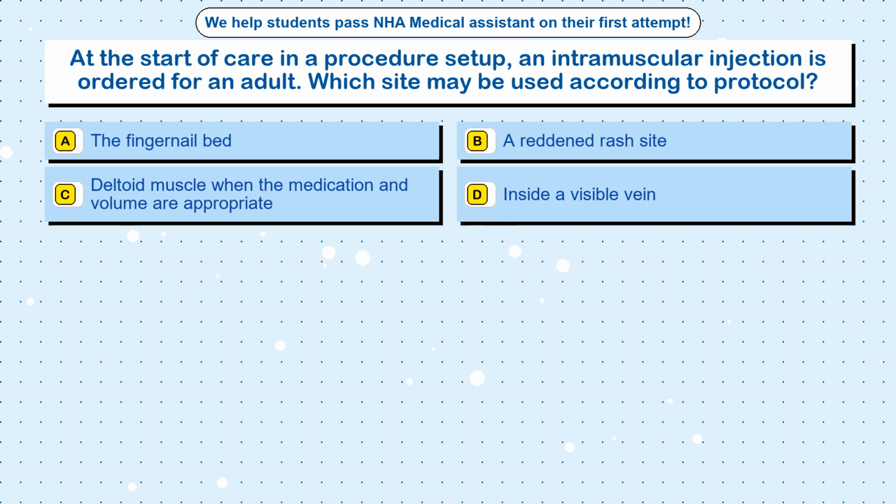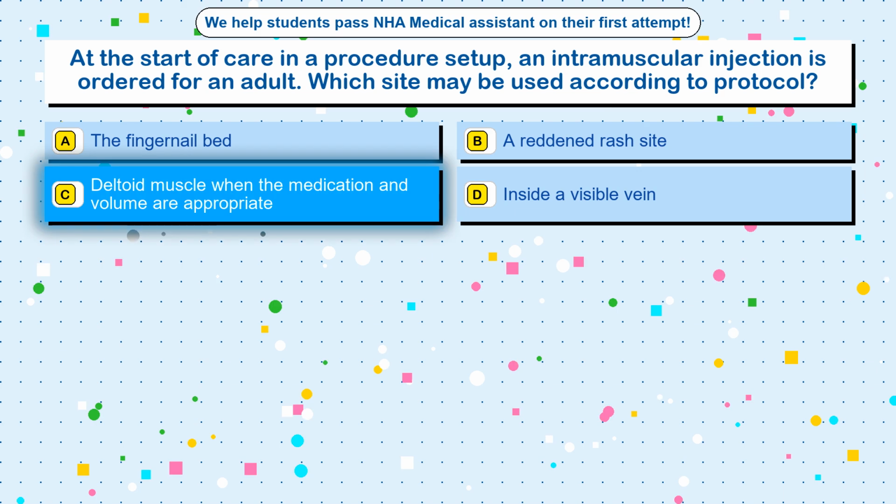Question 24. At the start of care in a procedure setup, an intramuscular injection is ordered for an adult. Which site may be used according to protocol? Option A. The fingernail bed. Option B. A reddened rash site. Option C. Deltoid muscle when the medication and volume are appropriate. Option D. Inside a visible vein.